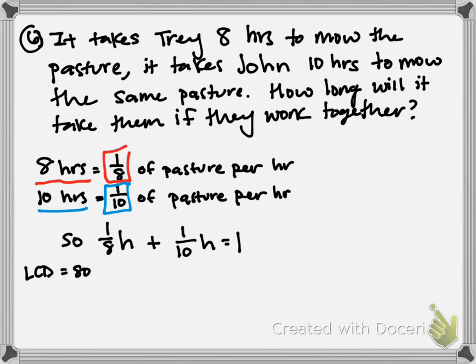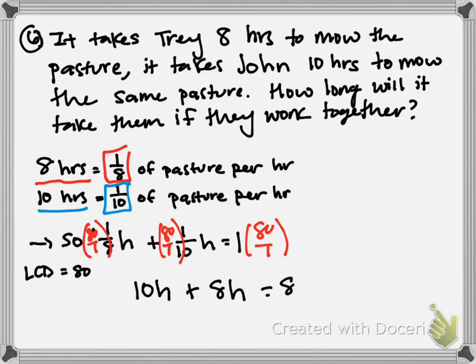So if I were to write that as an equation, I would have 1/8 times h, look here, plus 1/10 times h is equal to 1. 1 being like the whole pasture. So my least common denominator is 80, all right, because 8 times 10 is 80, right? So I'm going to multiply all of these by 80 over 1. When I do that, I get 80 over 1 times 1 over 8 is 10h, plus 80 over 1 times 1 over 10 is 8h equals 80.